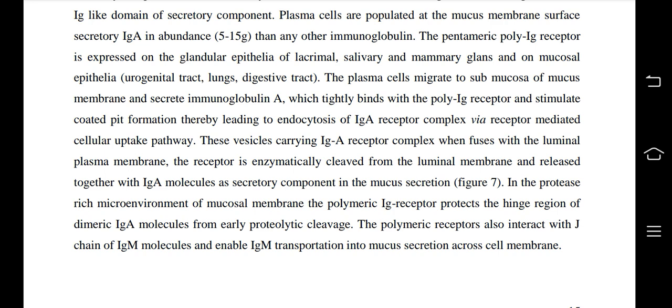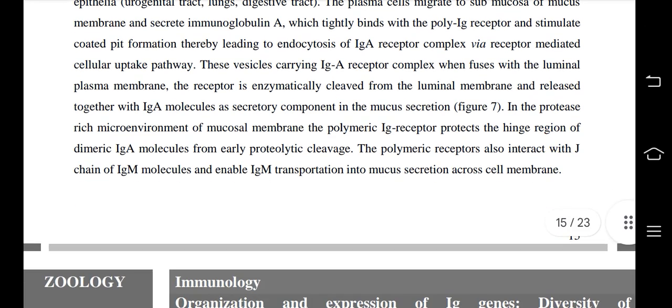In the protease-rich microenvironment of the mucosal membrane, the polymeric Ig receptor protects the hinge region of the dimeric IgA molecule from early proteolytic cleavage. The polymeric receptors also interact with the J chain of the IgM molecule and enable IgM transportation into mucous secretion across the cell membrane.